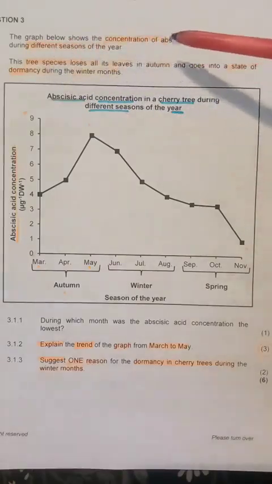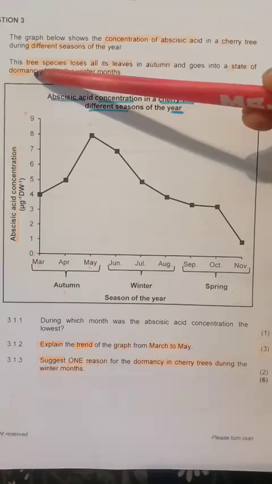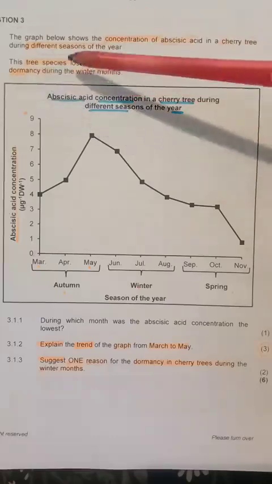Right, this tree species loses all its leaves in autumn and goes into a state of dormancy. What is dormancy? Dormancy is basically a resting period, right? Not a lot is going on there in the winter months.